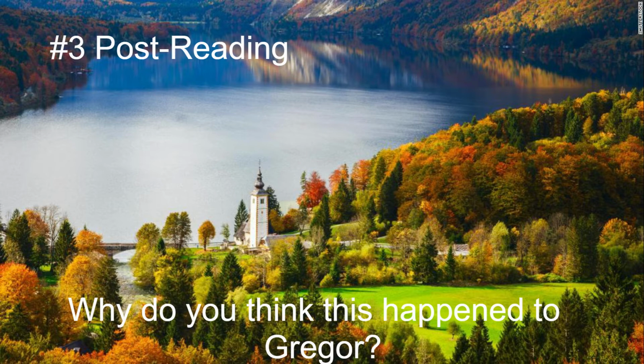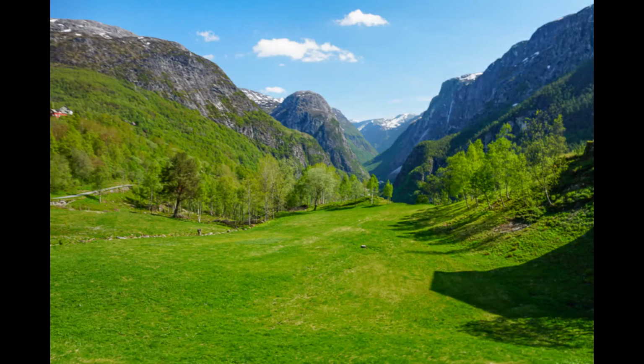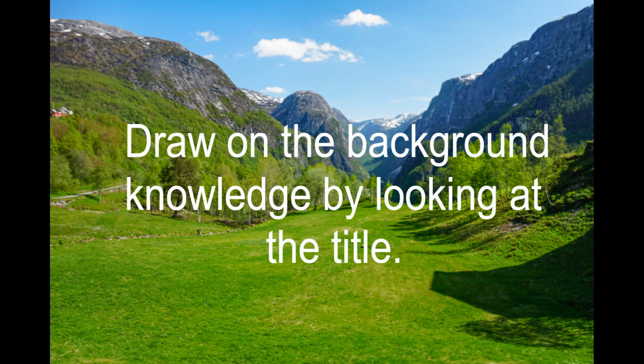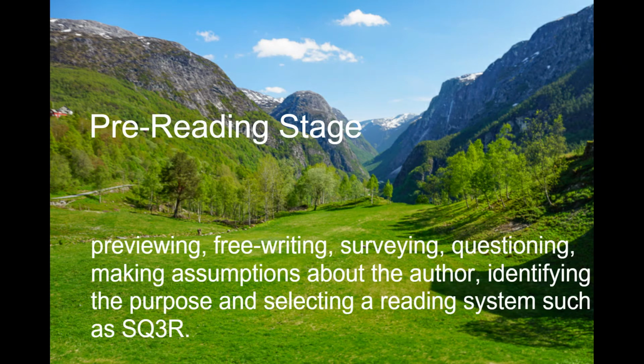Before you read the excerpt, you have to draw on the background knowledge by looking at the title. This is the pre-reading stage. It aims to induce the reader's motivation to read and to activate their schema or background knowledge. Activities done during this stage include previewing, free writing, surveying, questioning, making assumptions about the author, identifying the purpose, and selecting a reading system, such as SQ3R, such as survey, question, read, recite, and review.